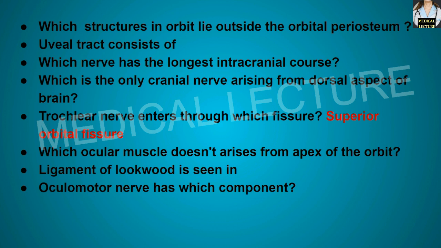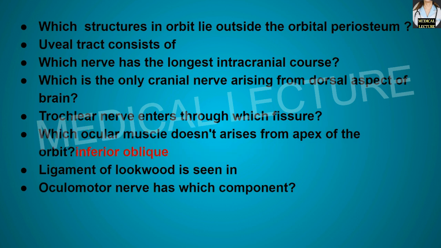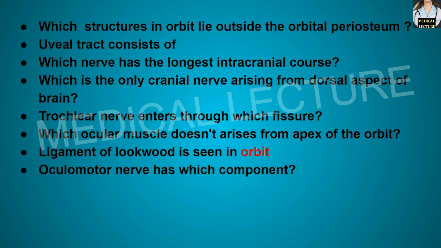Which ocular muscle doesn't arise from the apex of the orbit? So it is the inferior oblique muscle. Ligament of Lockwood is seen in the orbit.